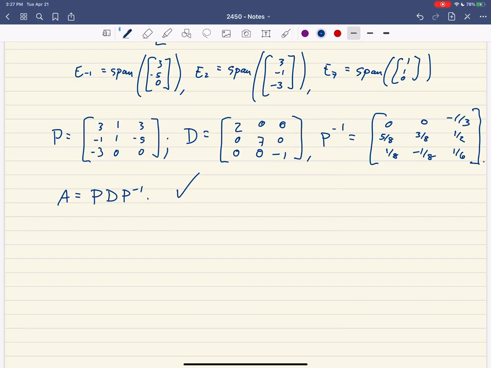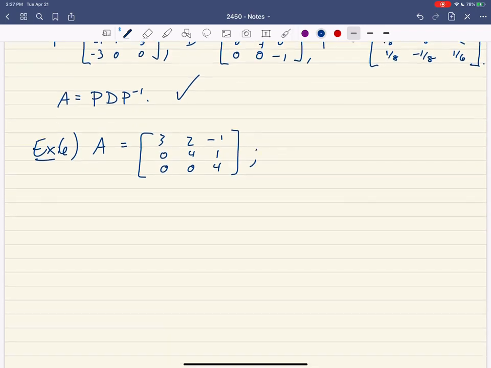Our last example, let's call this example 6, was where A was the matrix 3, 2, -1, 0, 4, 1, 0, 0, 4. And so if we look at our eigenvalues, they are going to be 3 and 4, and 4 is of multiplicity 2. So what we have to do is look at the eigenspace. This is not one that we've computed before, so I think this is worth going over.